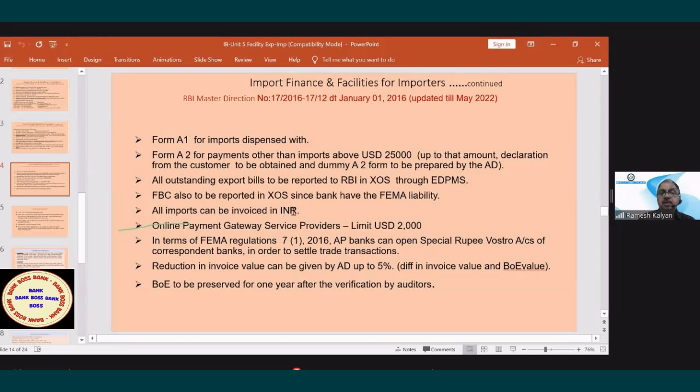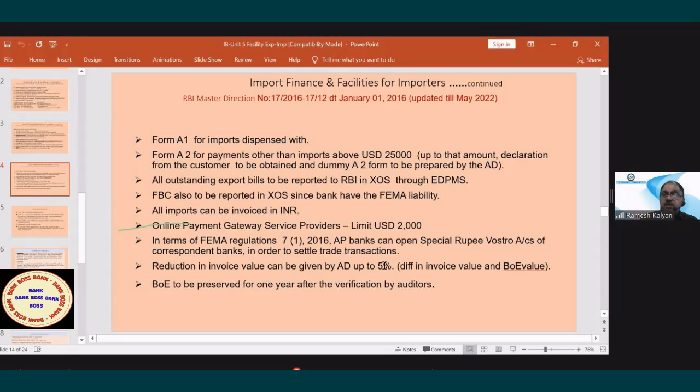All imports can now be invoiced in INR. That's a change I have already told you. Online payment gateway service up to 2,000 is permitted. We can approve the gateway, we can make the payment. And under the FEMA regulation, a special VAS token can be opened for settling trade transactions. So this is a circular I have just given. And on the difference in invoice, I already mentioned, there can be a difference up to 5% between the bill of entry value and the invoice value.